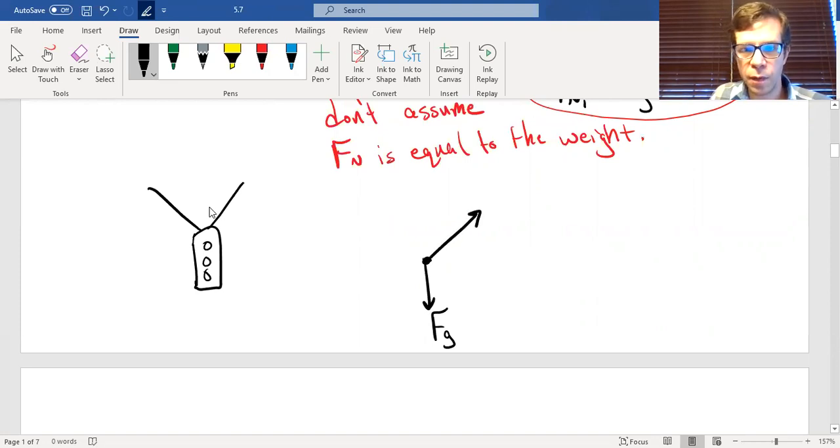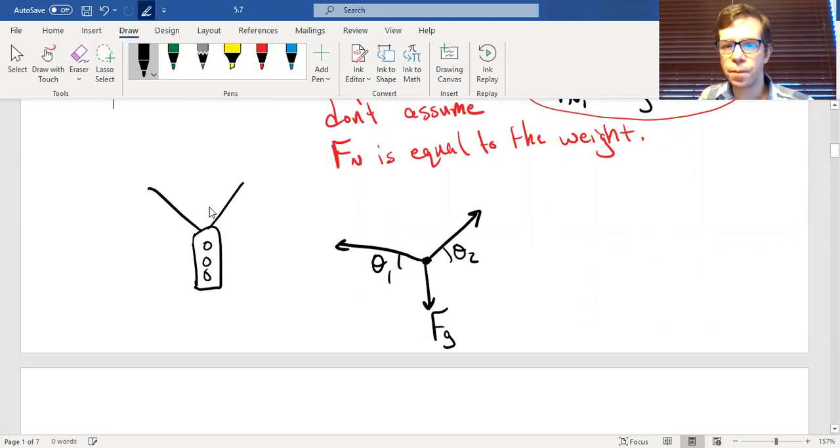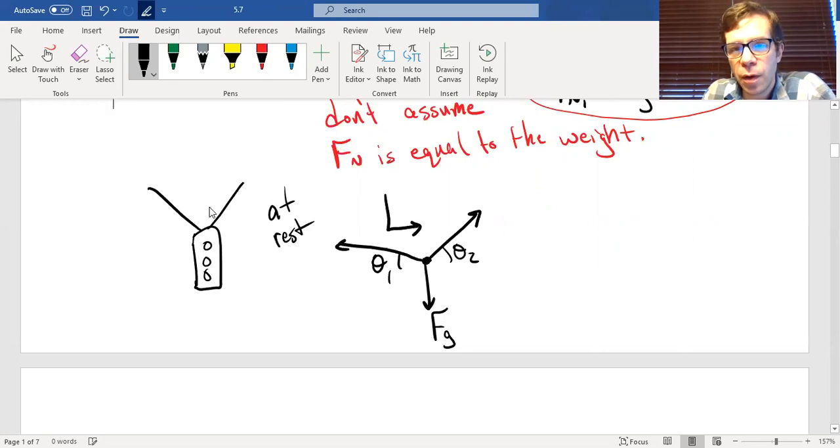So in this case, I'm kind of exaggerating that the angles are different here. What coordinate system do we want to choose? We're free to use pretty much any coordinate system we want because it's at rest. So I'm just going to go with a standard coordinate system because I've drawn my angles to the horizontal and my gravity's in the vertical. So it's a convenient coordinate system.